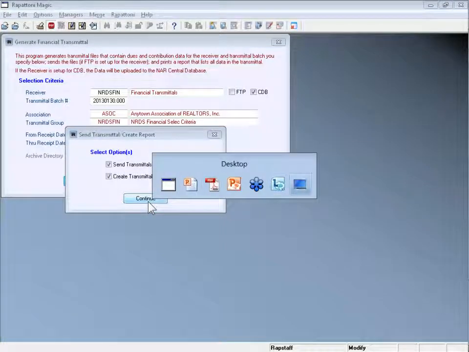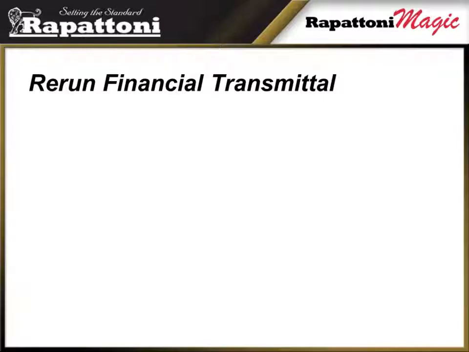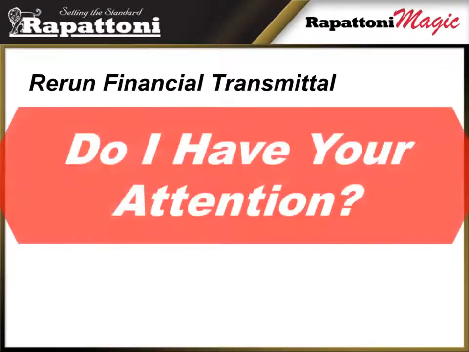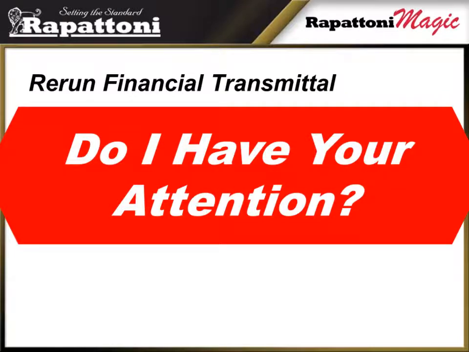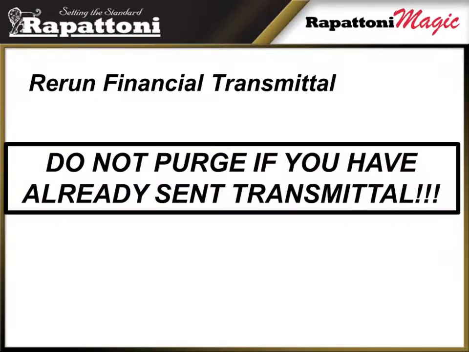Let's review. So now we want to rerun the financial transmittal because once we generate it, it locked down those transactions and we really didn't send anything. So to do that, now that I have your attention, again, I really want to emphasize this point. If you have sent a transmittal, whether it's to an MLS, whether it's to Nerds or your state, do not purge that batch. Just don't do it.